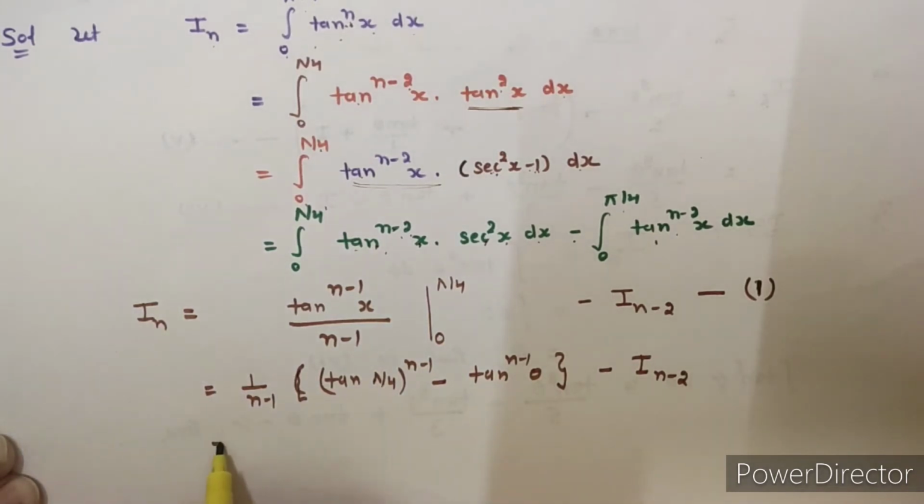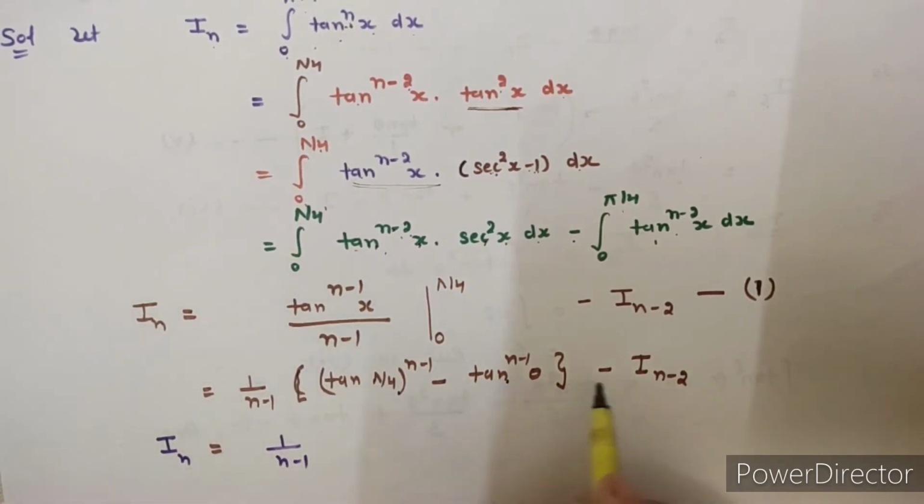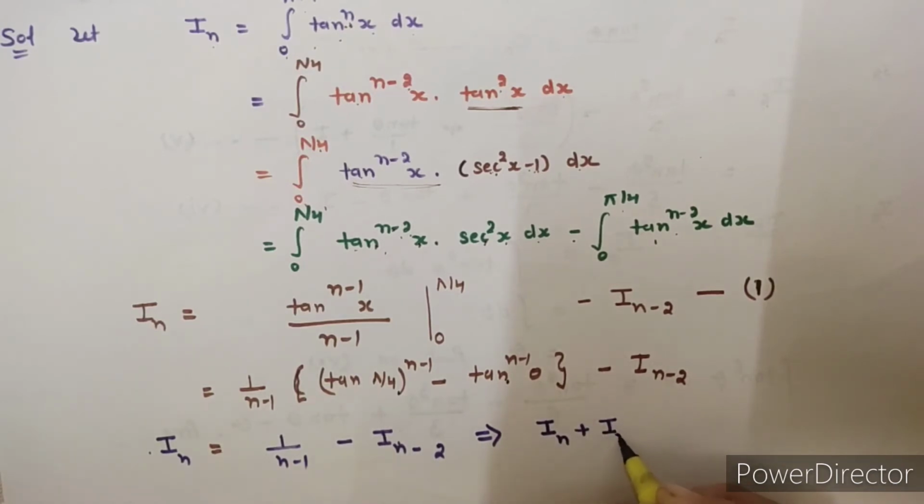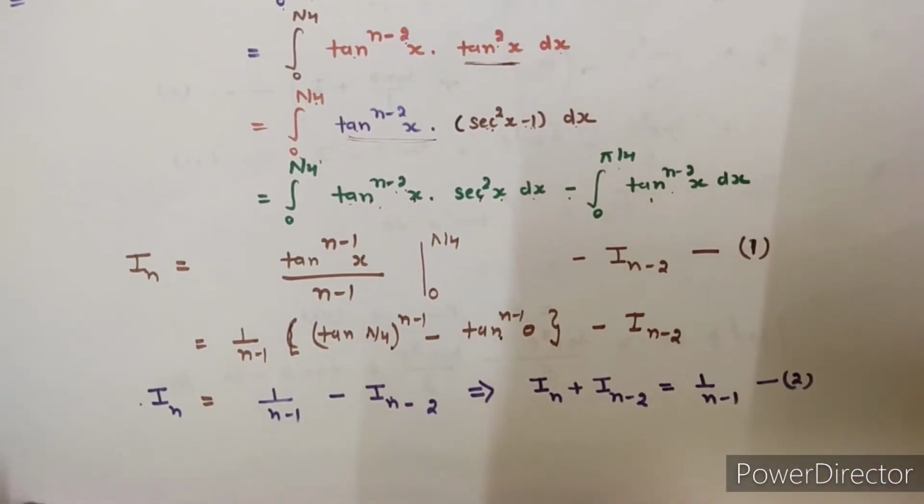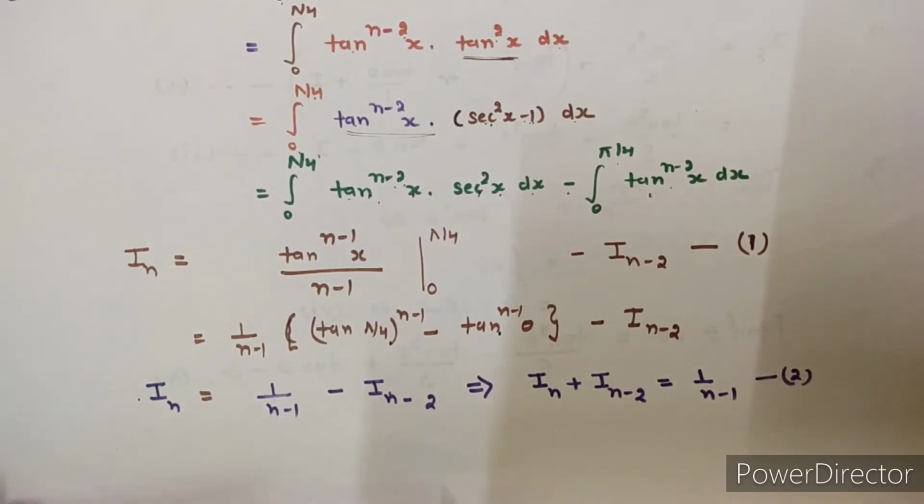Now tangent pi by 4 is 1. So here this is I_n, 1 over n minus 1. It's 1 and its value is 0. So this is minus I of n minus 2. If I take this on the left hand side, this becomes I_n plus I_{n-2} is equal to 1 over n minus 1, and it is the required portion. Now here is one more thing: hence evaluate I of 5.